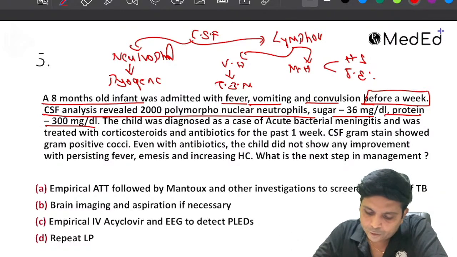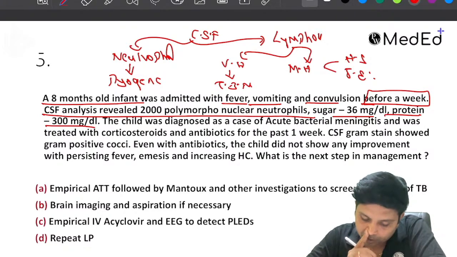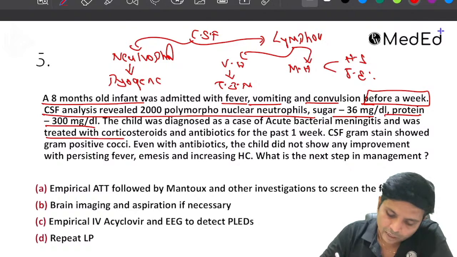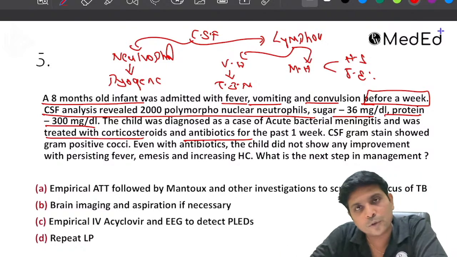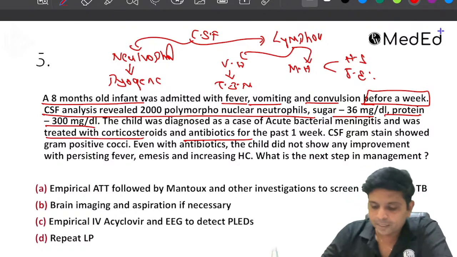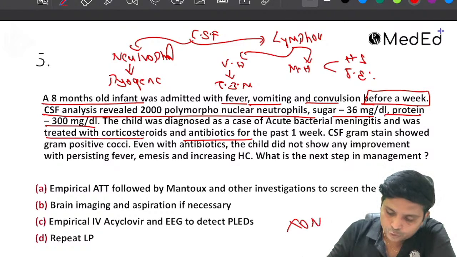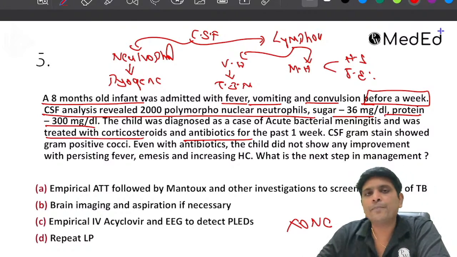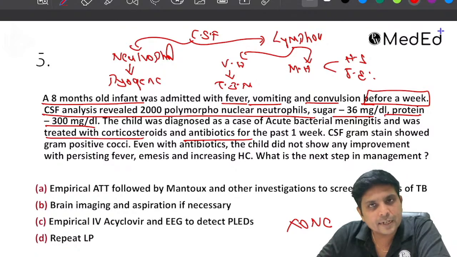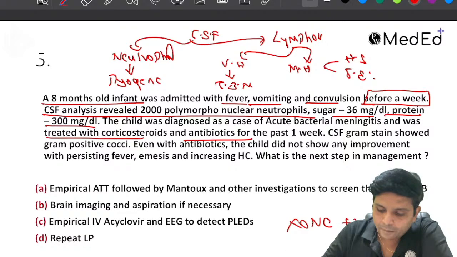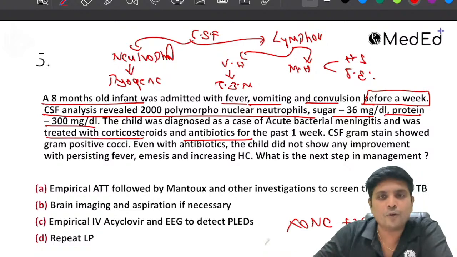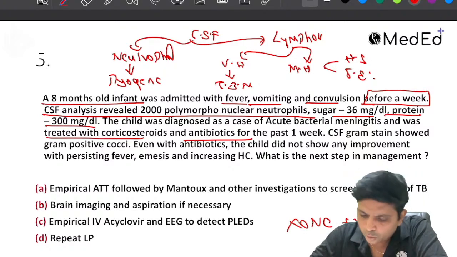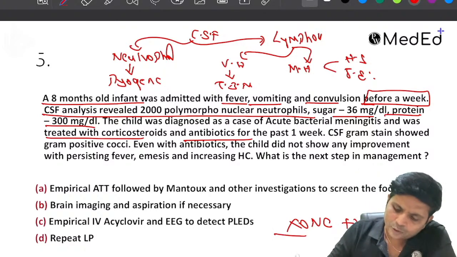The child was diagnosed as a case of acute bacterial meningitis and was treated with corticosteroids and antibiotics. You all know that for bacterial meningitis, the drug of choice is ceftriaxone. But in places where pneumococci are resistant to penicillin, you can add a combination of ceftriaxone and vancomycin. So the child can be started on ceftriaxone and vancomycin.